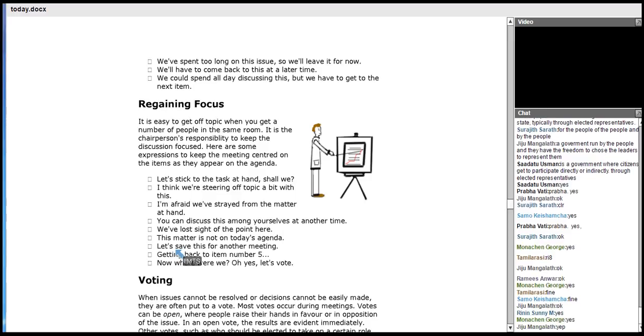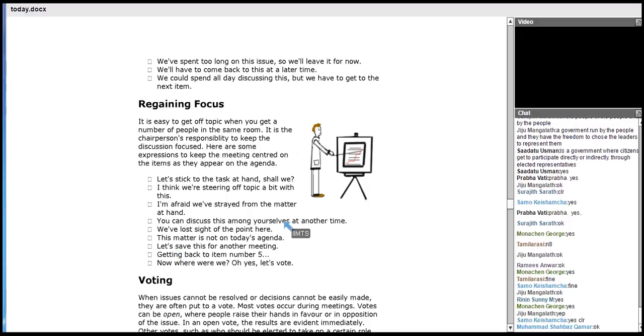Okay. Now, what are the terms or specific sentences we can use to stick to the points of agenda? Let's stick to the task at hand, shall we? I think we are steering off topic a bit with this, right? I am afraid we have strayed from the matter at hand. You can discuss this among yourselves at another time.